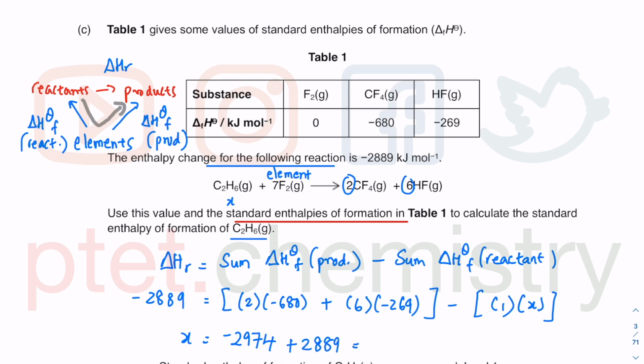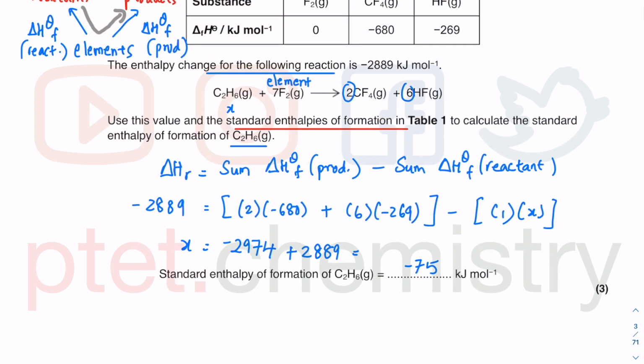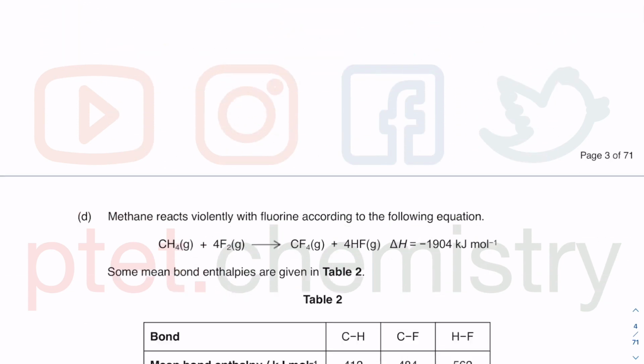A little bit about bookkeeping, so make sure that 2899, and then I get minus 75 kilojoule per mole. Sign, value, and also unit for that, 3 marks for calculating standard enthalpy change of formation there.